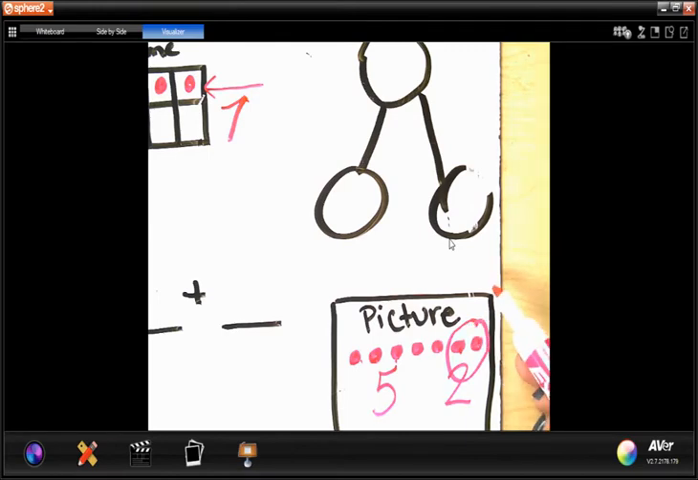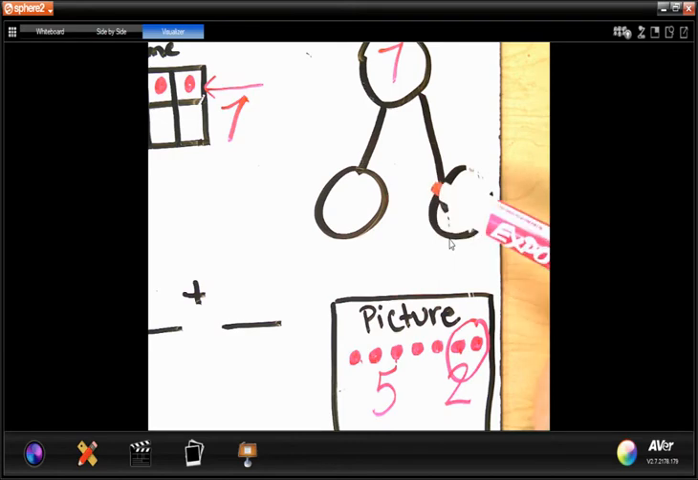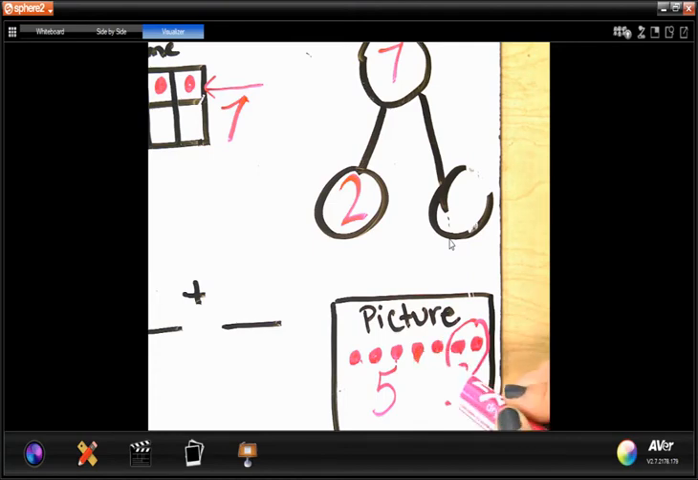So I know that I have how many fish altogether? 1, 2, 3, 4, 5, 6, 7. You'll remember that I said I have 7 fish altogether, which means my whole number is 7. And my job is to figure out the parts. Well, let's look at our picture. How many of my fish did I say were blue? Very good. 1, 2. I have 2 fish that are blue. And how many of my fish were red? 1, 2, 3, 4, 5. 5 of my fish were red.